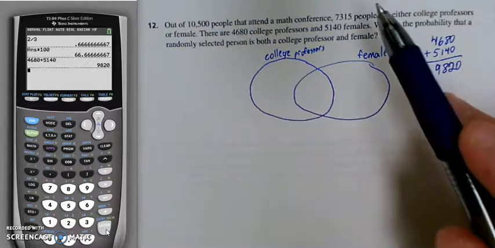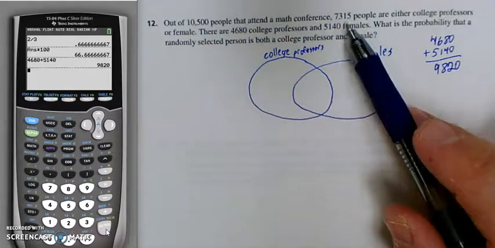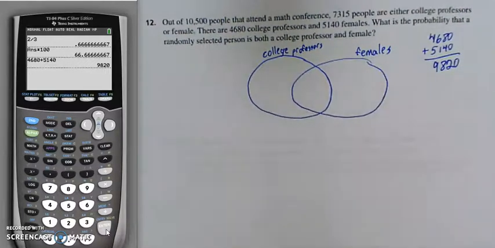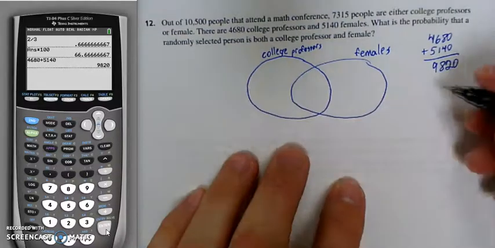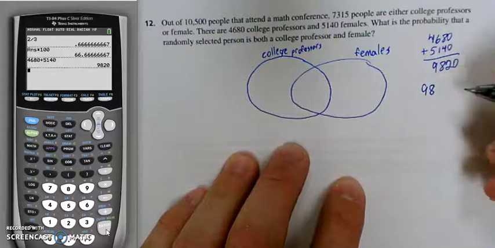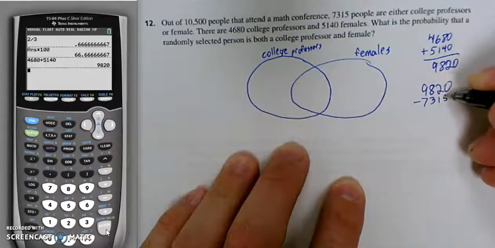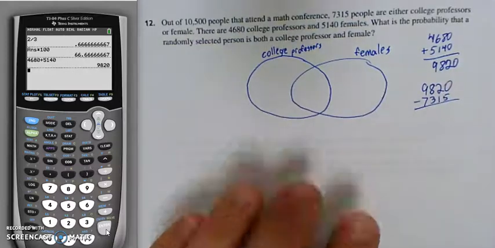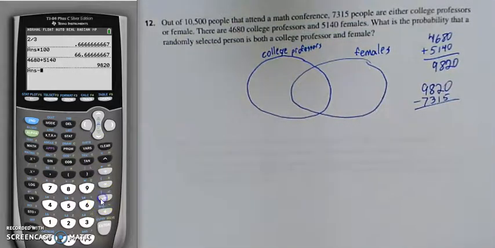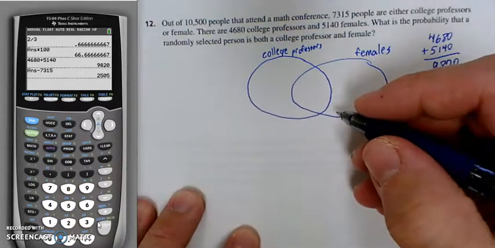Now you're going to see that that's more than the 7,315 people that are one or the other. Maybe they're both. So that means that there is an intersection. To figure that intersection out, I'm going to take this 9,820 and subtract away my 7,315 from it. So that would leave me with 2,505 female college professors.